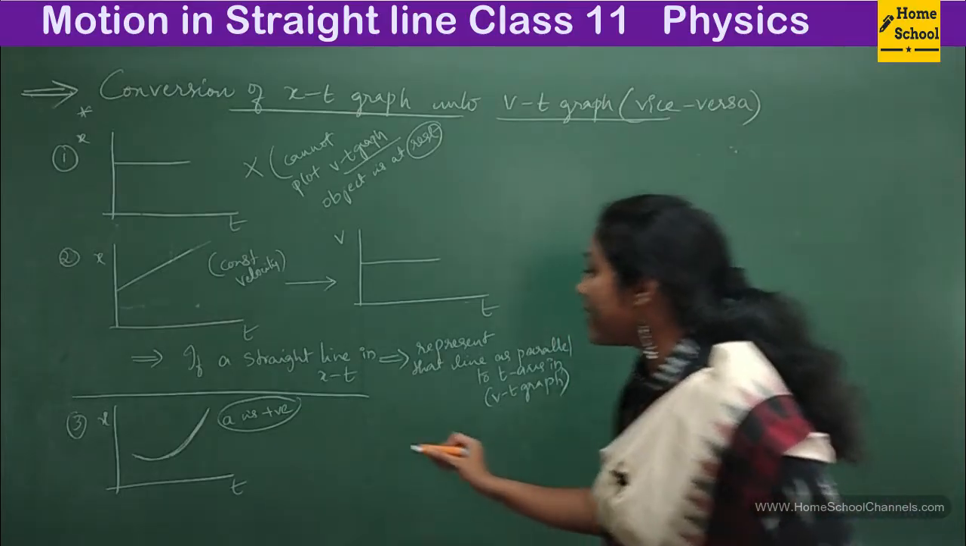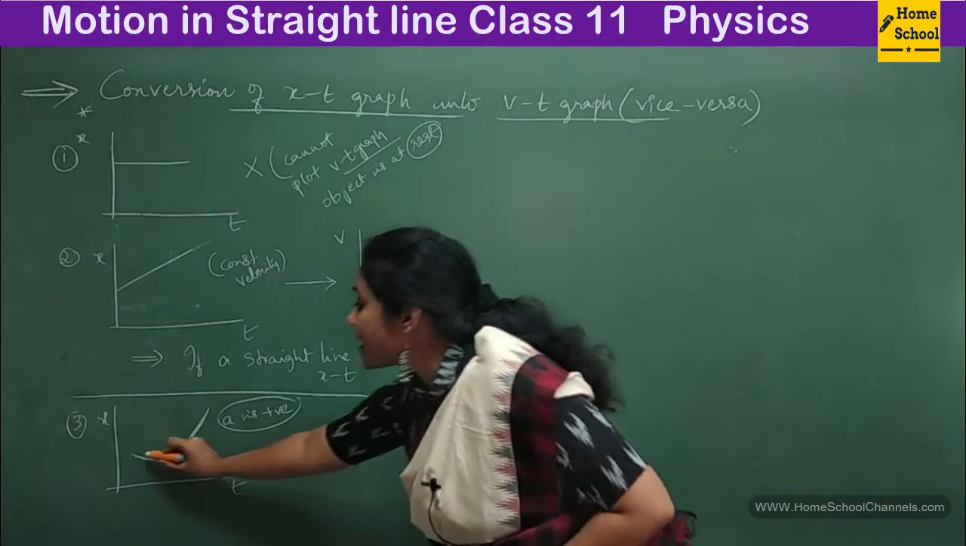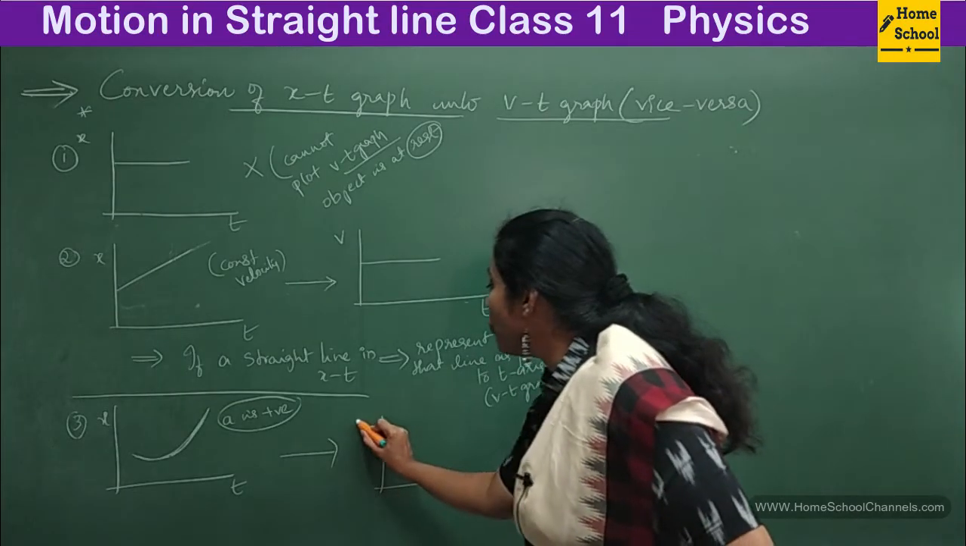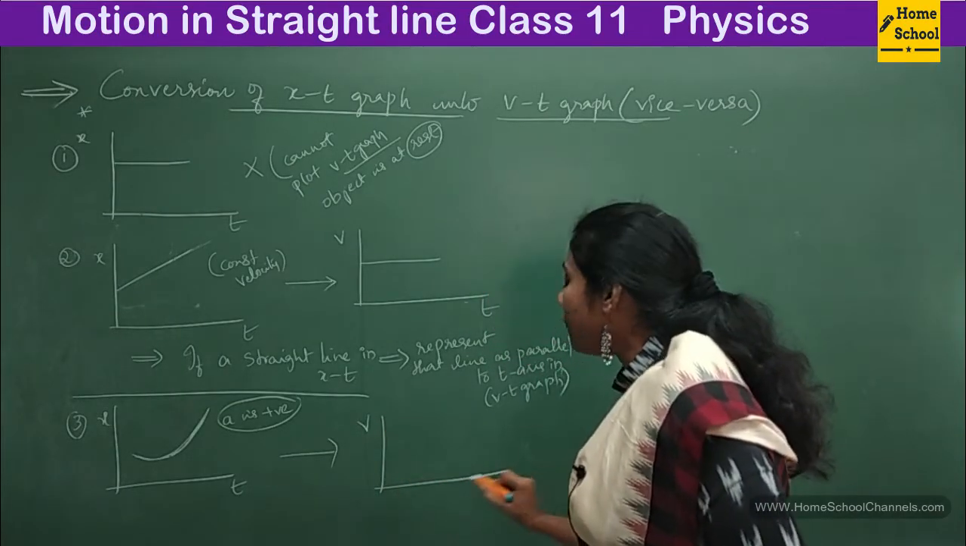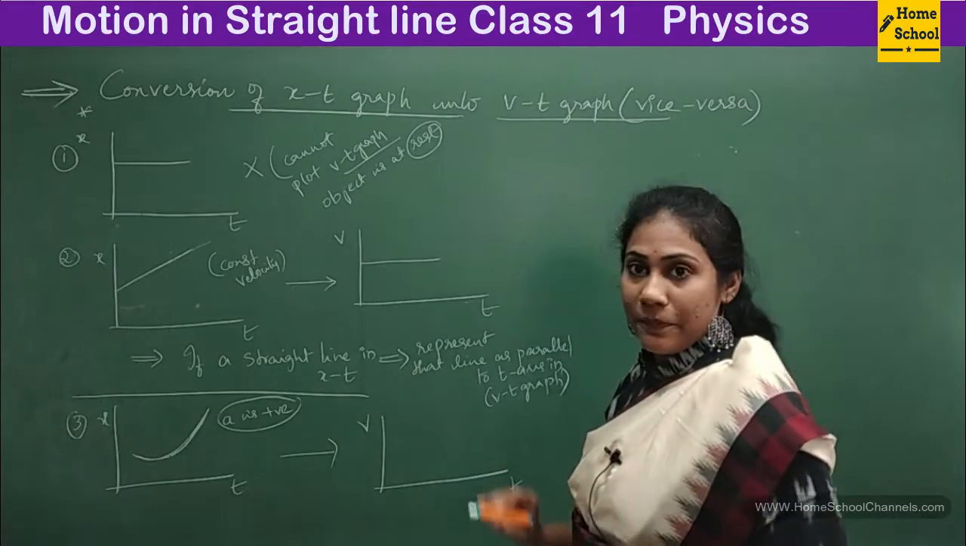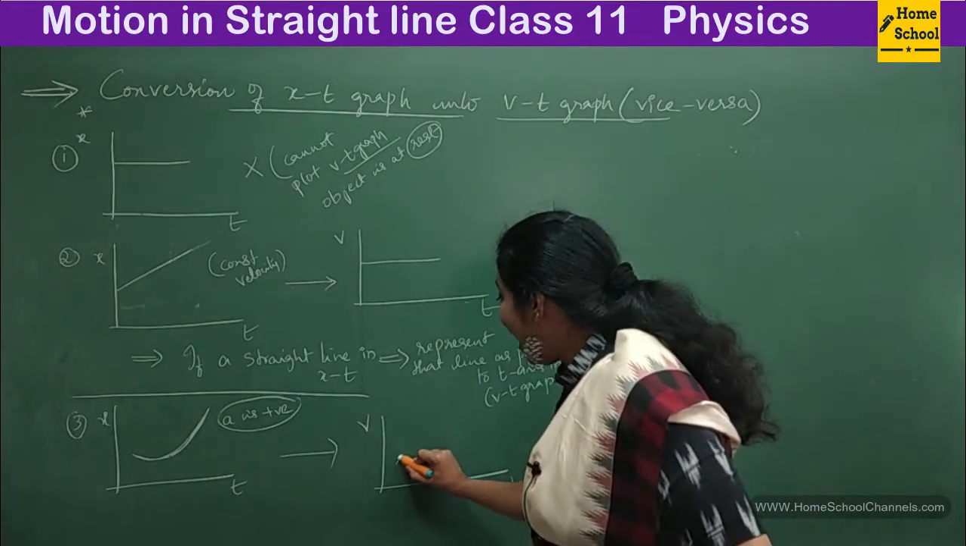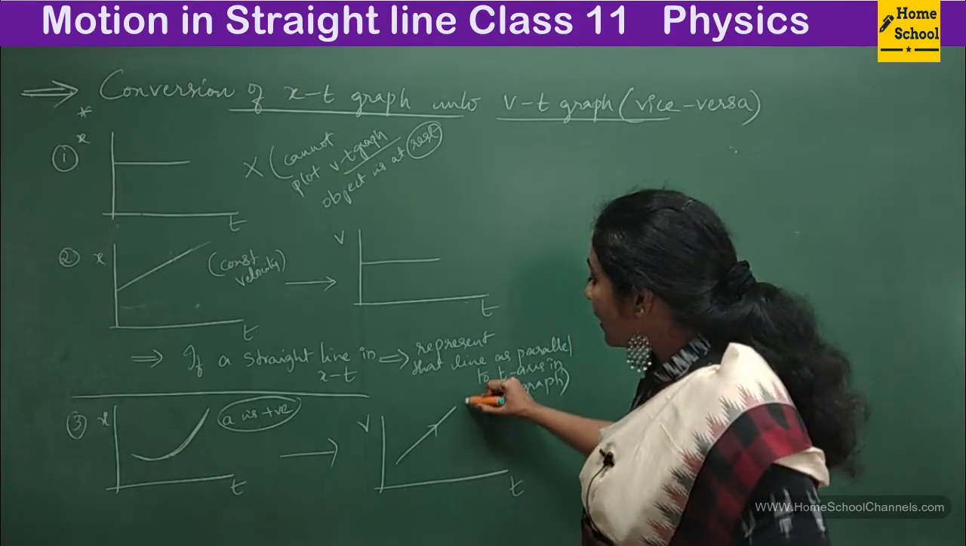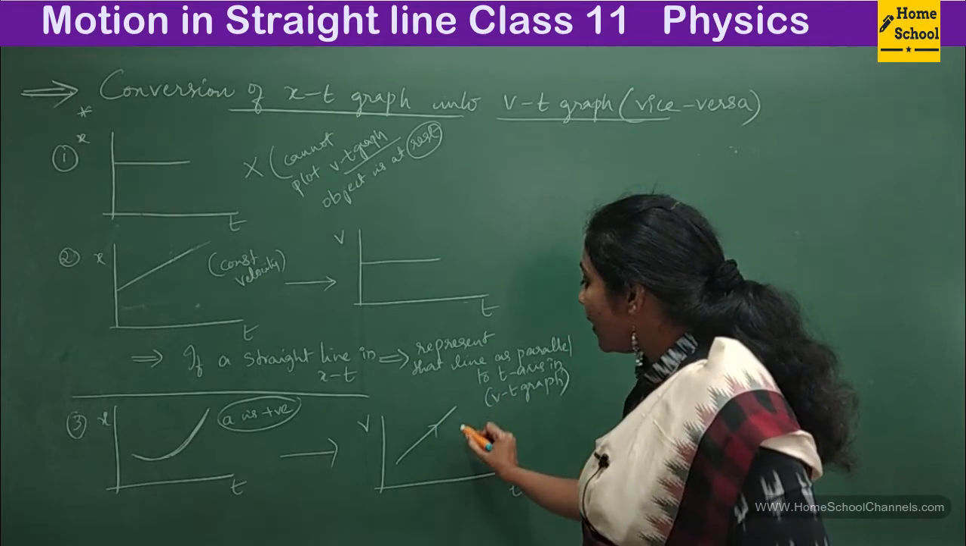If you have this kind of curve in an xt graph, then you have to show that in the vt graph as a straight line. Okay, you have to show it as a straight line, so you will have a straight line with increasing velocity. Increasing velocity means what?